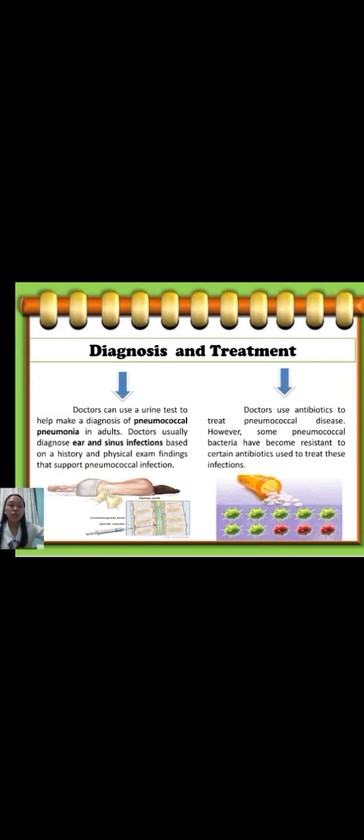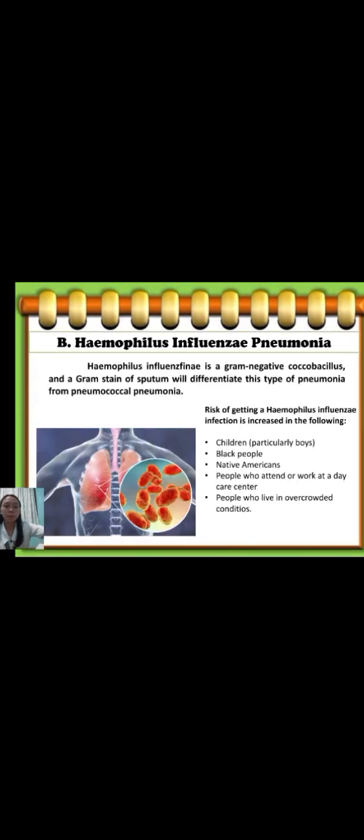If the doctor suspects serious pneumococcal disease like meningitis or bloodstream infections, they will collect samples of cerebrospinal fluid or blood. It can be found in the fluid that surrounds our brain and spinal cord.